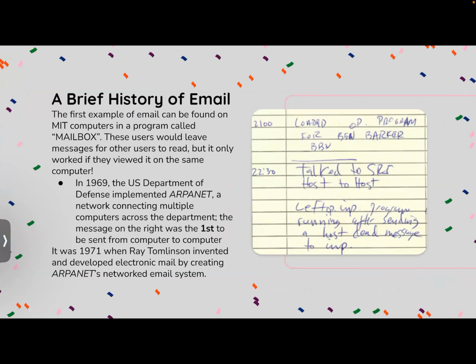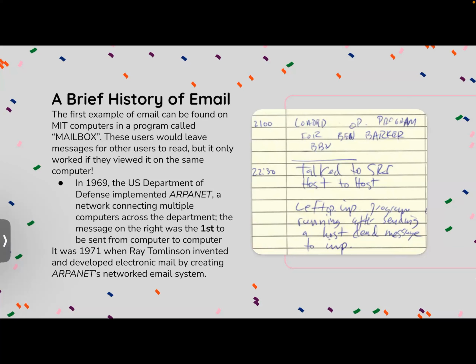The first example of email can be found on MIT computers in a program called Mailbox. These users would leave messages for other users to read, but it only worked if they viewed it on the same computer. So each day, the first person to get on the computer would view a message if someone the previous day left it for them, for example. So it only worked on one computer.